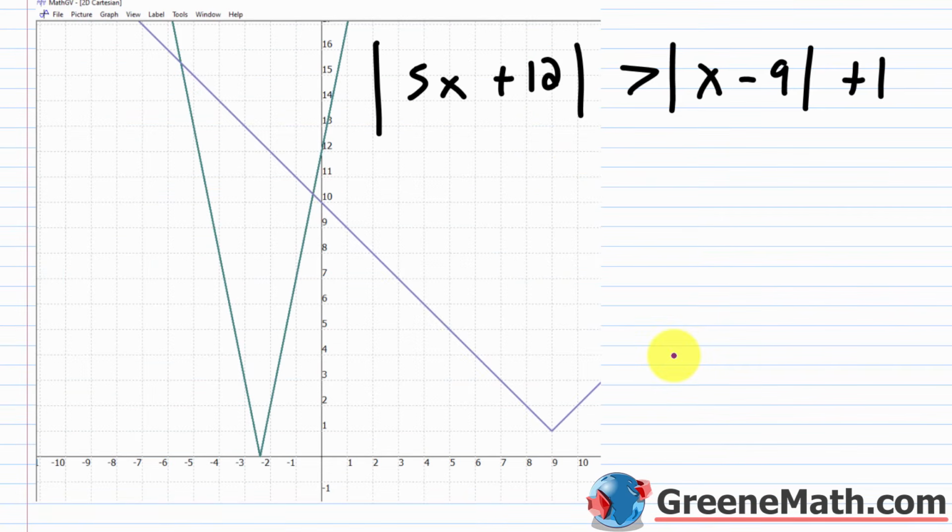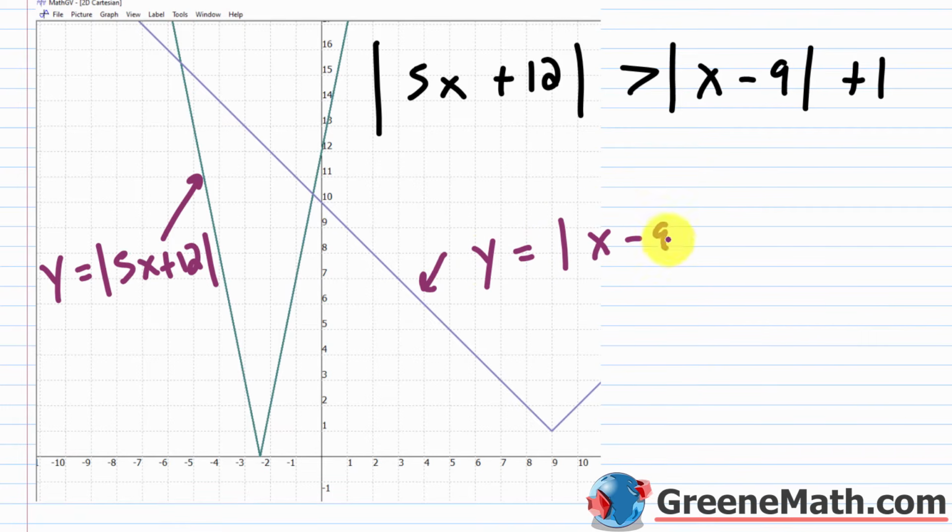All right, so once again, if you're a little bit lost in this problem, you can always graph it. So you're going to take the left side here. This is y equals the absolute value of 5x plus 12. So that's going to be this guy in green. And then the right side here, this is going to be y is equal to the absolute value of x minus 9 and then plus 1. And this graph is cut off a little bit because it's kind of hard to display, but this would keep going up like that. It forms a V shape.